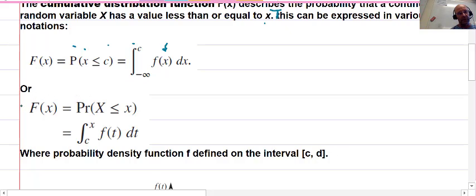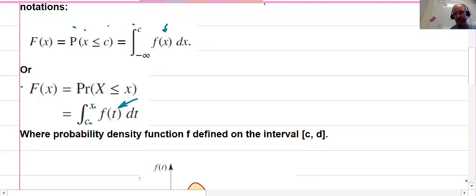And it can also be expressed as the probability of the random variable X being less than or equal to x. Now that's equal to an integral of a function. Now t is the integration variable here for the density function. We'll have a look at that in a minute. So that's the variable of integration for the density function from some value c up to a certain value of x.